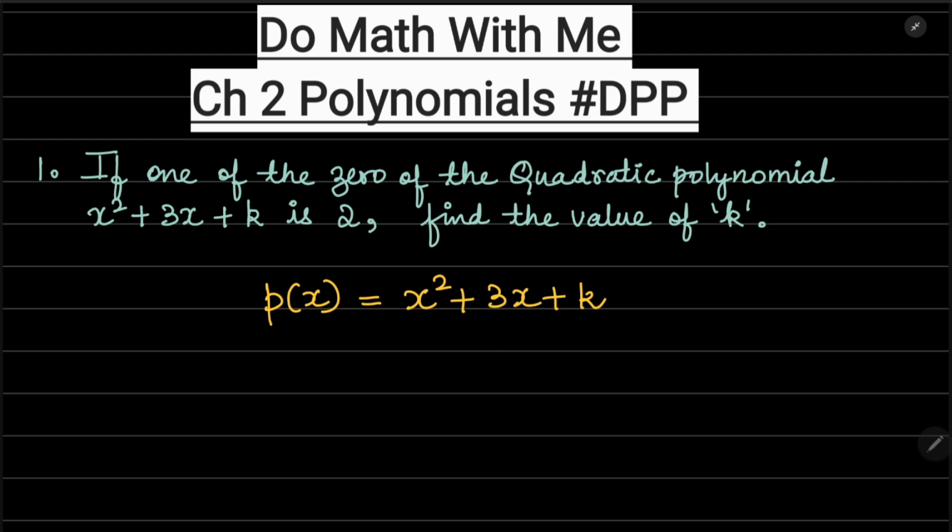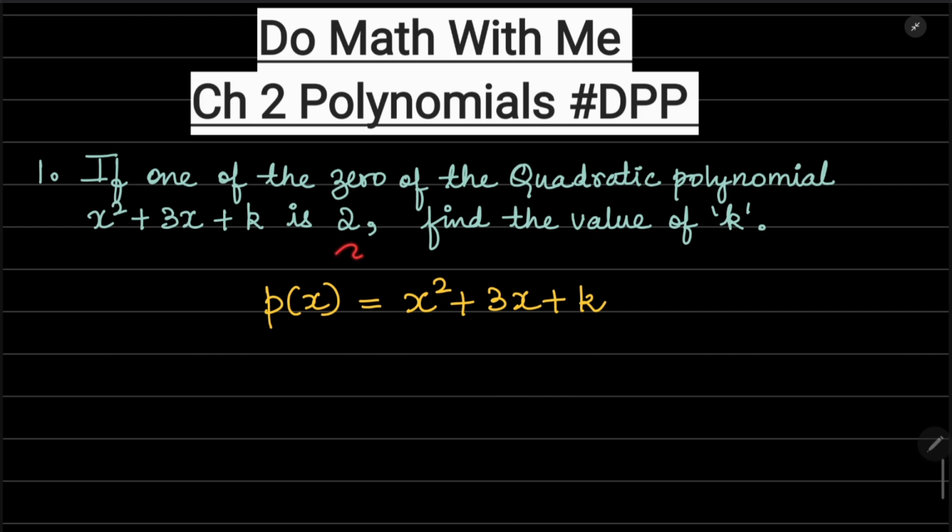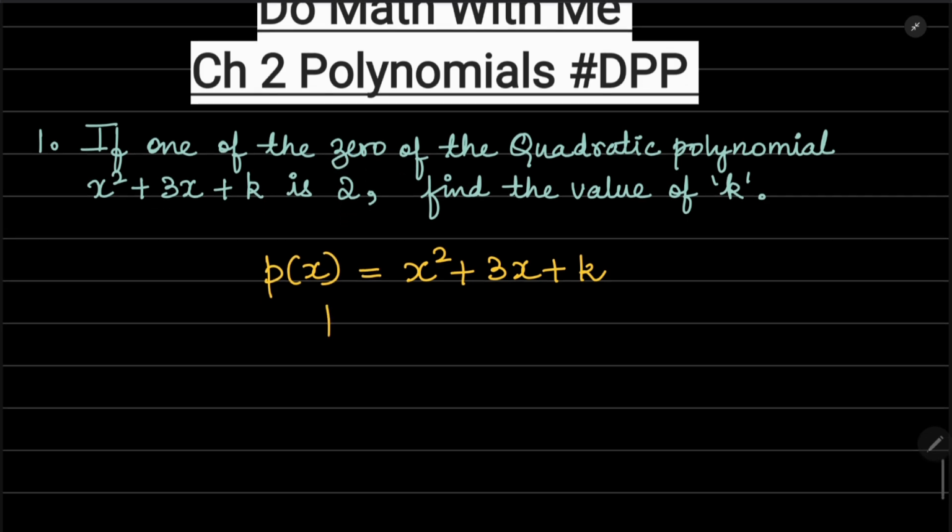You are also given something else. One of the zeros of this polynomial is 2. What do you mean by zero of a polynomial? That value of x which is going to make the polynomial 0, that value of x is what is called the zero of a polynomial. So what is also given is the value of the polynomial at x equal to 2 is equal to 0. All you have to do is substitute in place of x, you have to put 2.